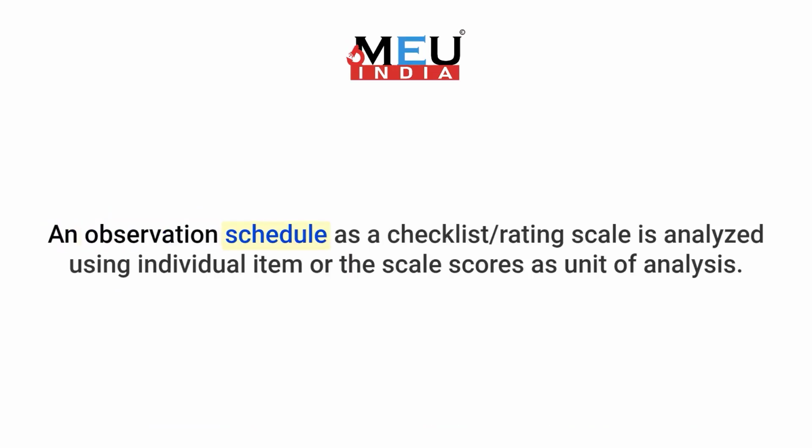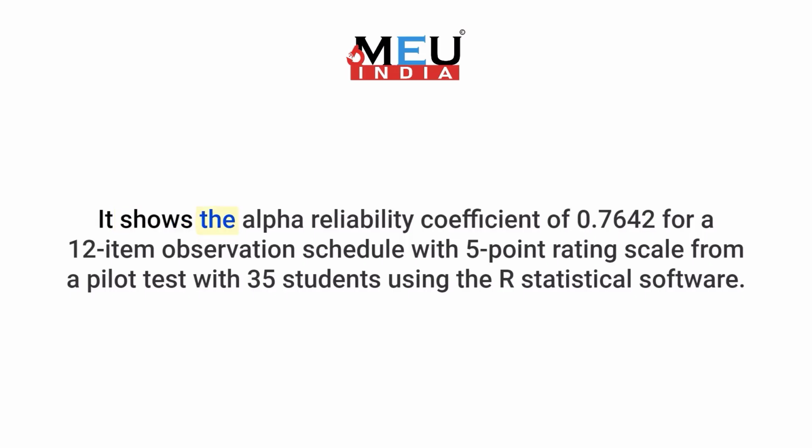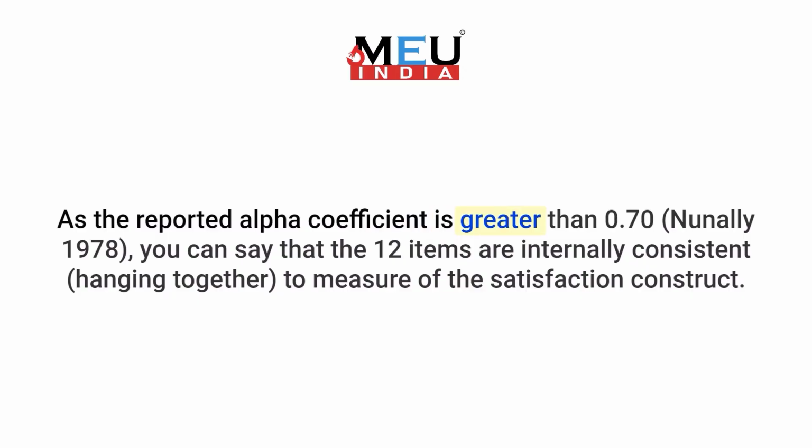Analysis of observation schedule as a checklist or rating scale is done using individual item or the scale scores as unit of analysis. Firstly, the internal consistency reliability of the observation schedule must be obtained as shown in Figure 2. It shows the alpha reliability coefficient of 0.7642 for a 12-item observation schedule with 5-point rating scale from a pilot test with 35 students using the R statistical software. As the reported alpha coefficient is greater than 0.70, you can say that the 12 items are internally consistent to measure the satisfaction construct.